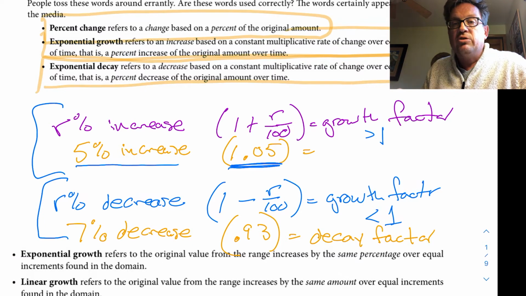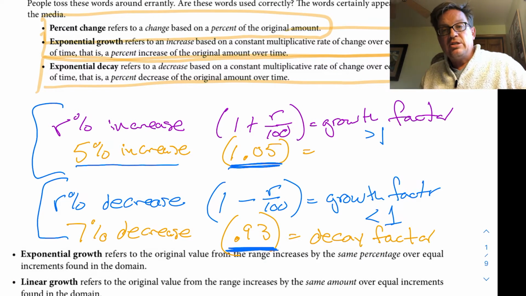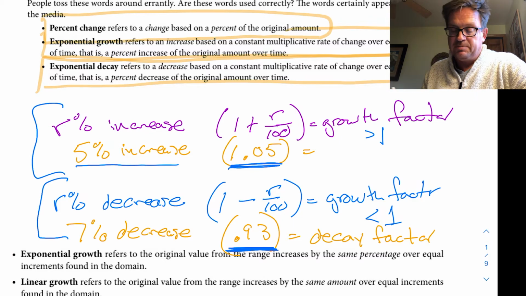Similarly, you can have a percent decrease each time. And so a 7% decrease would be 1 minus that percent. So 1 minus 7% is 93%. So you'd multiply by 0.93 every time. And the next year you'd multiply again by 0.93 and 0.93 of that. And you continue this exponential decrease.